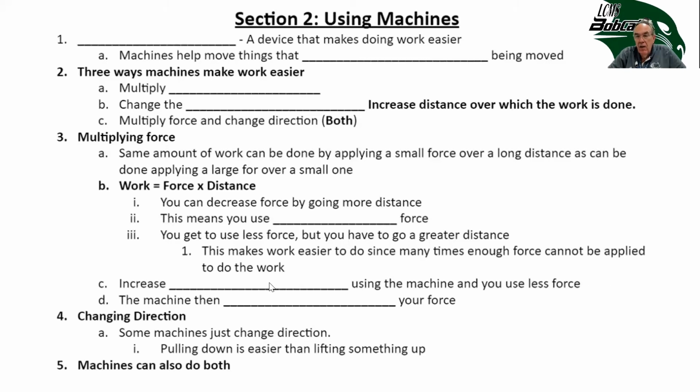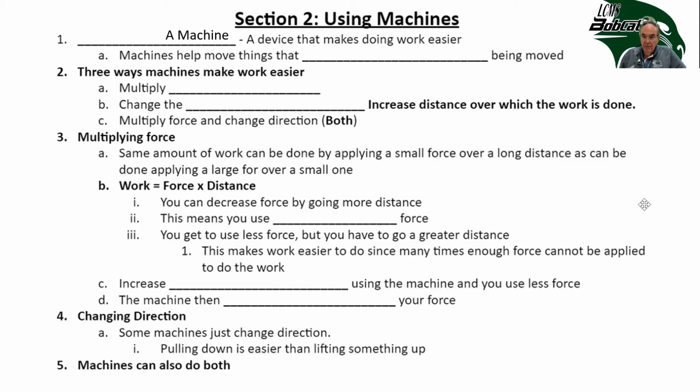Okay, so now we're going to talk about how people get work done, and we're moving into using machines to apply forces that make things move at a distance. So they're directly related because machines help us get work done. So that's the basic definition of a machine. A machine is a device that makes doing work easier.